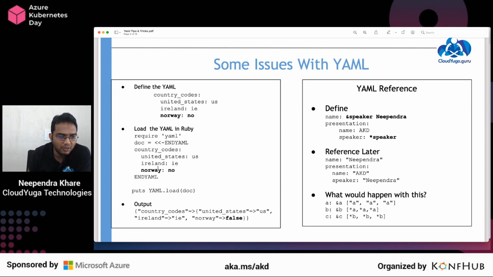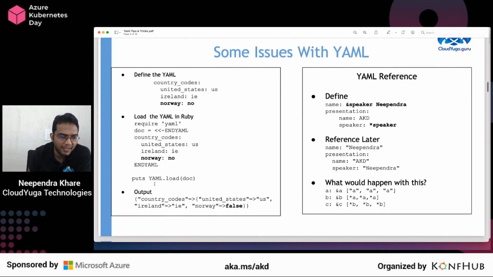As I load this particular YAML file with Ruby and look at the output, Norway's value becomes false. What's happening here is this NO is getting treated as the false condition rather than the string. So that can be a challenge when you are writing a YAML file and you haven't specified the string specifically. It would be treated as false, and that can be a problem.